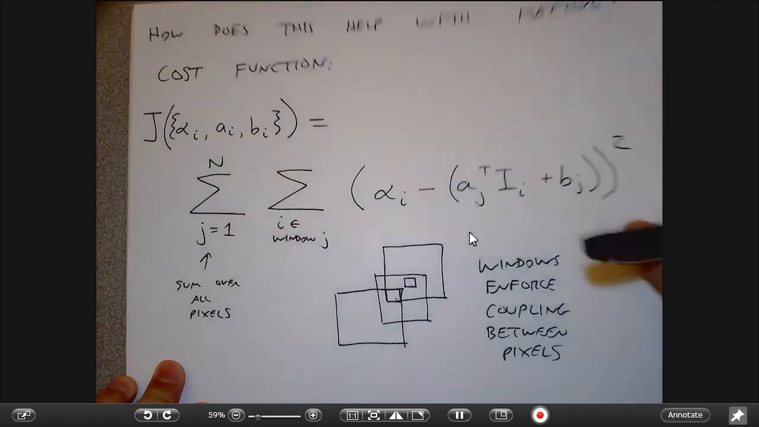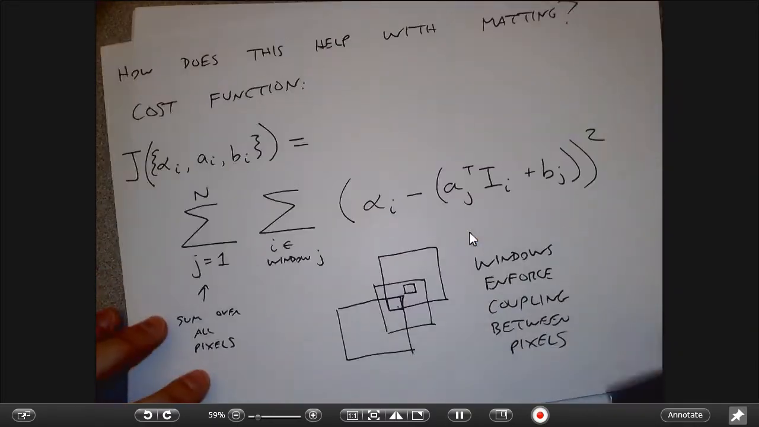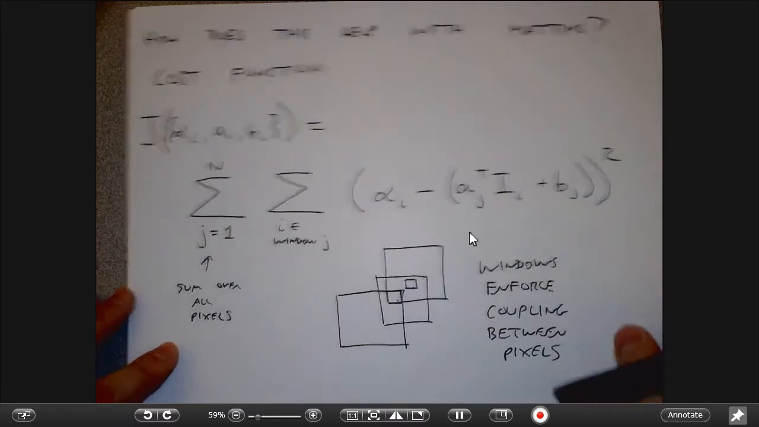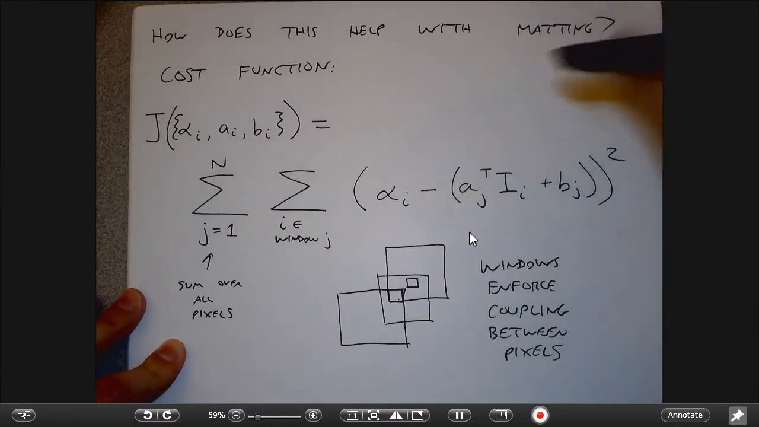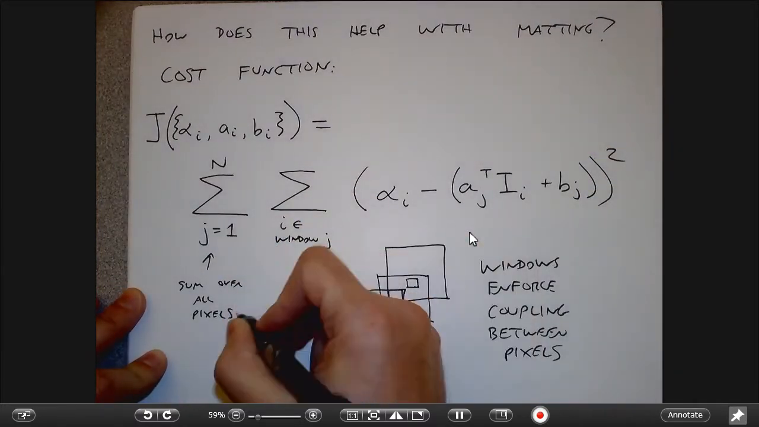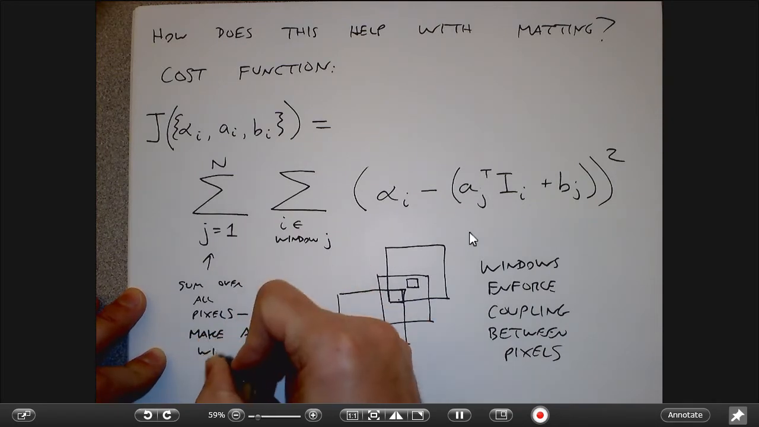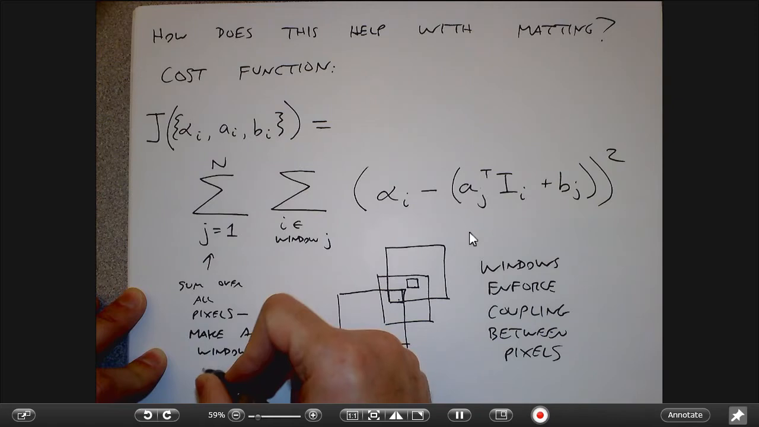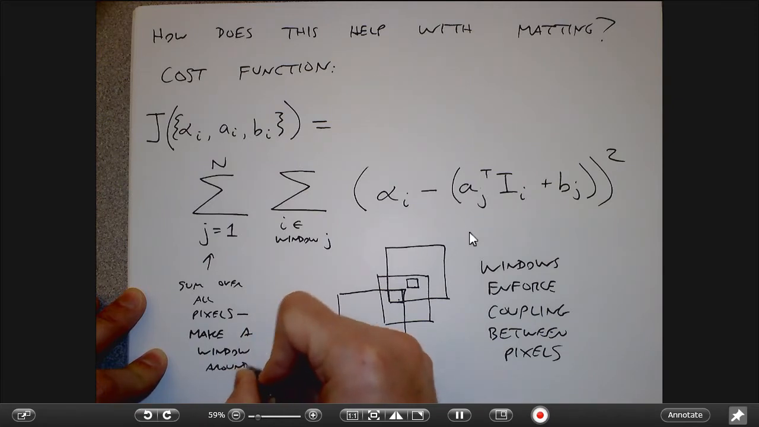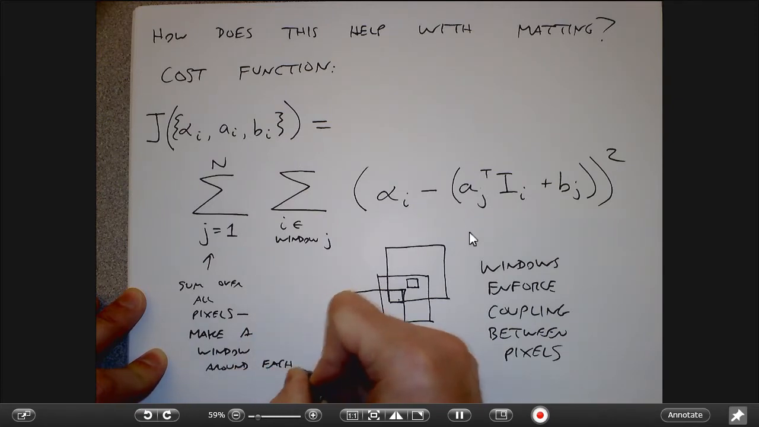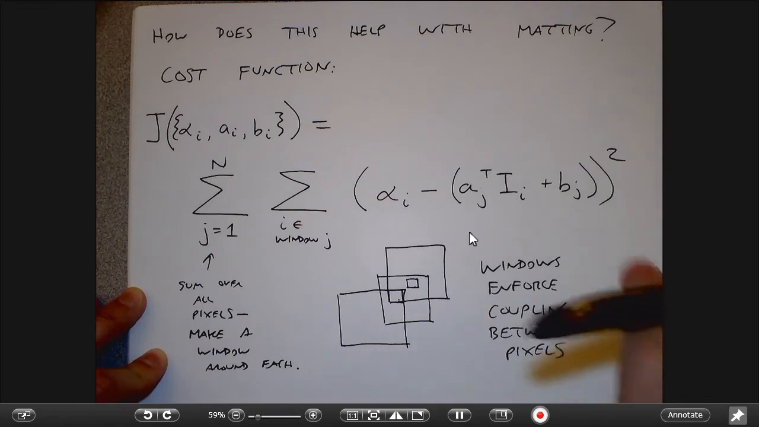So here's what I'm going to do. First of all, I'm going to try and remove this inner sum, okay? So the j sum here is basically indexing the windows, right? So it's like saying, make a pixel around each window. So I'm going to keep that guy for the moment.